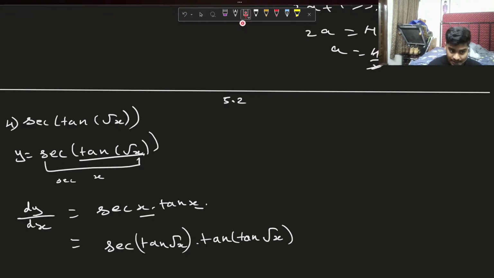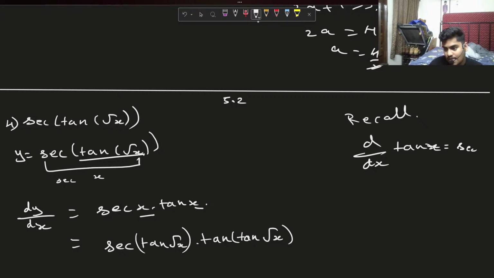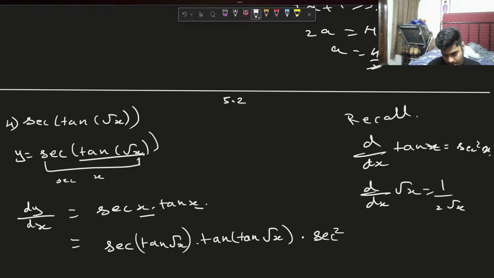So when it is like that, recall, always write this down: d by dx of tan x is what? Sec square x. d by dx of root x is 1 by 2 root x. So into, it's not minus, put a small dot for multiplication, just so you understand. So into tan x, d by dx of tan x becomes sec square root x into 1 by 2 root x.